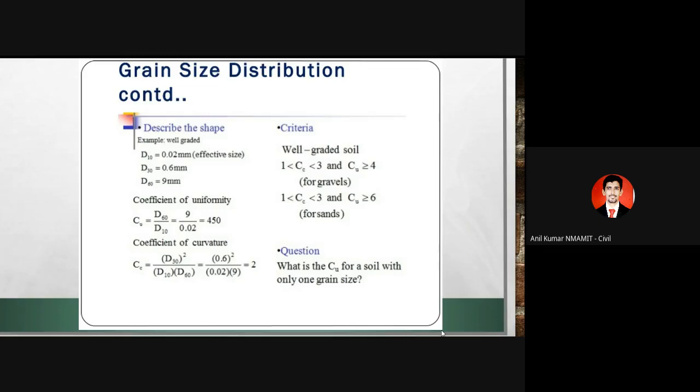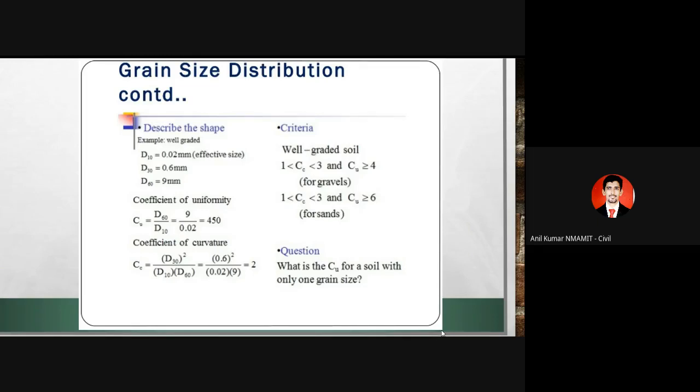Okay, so you can see one of the problems given. Cu is given as 450 and Cc is given as 2. So what is Cu? Cu should be greater than 4. I agree, it satisfies. Second one, it says that Cc is 2. Cc is 2 indicates what? It is between 1 and 3. So therefore I can call it a well graded soil sample.